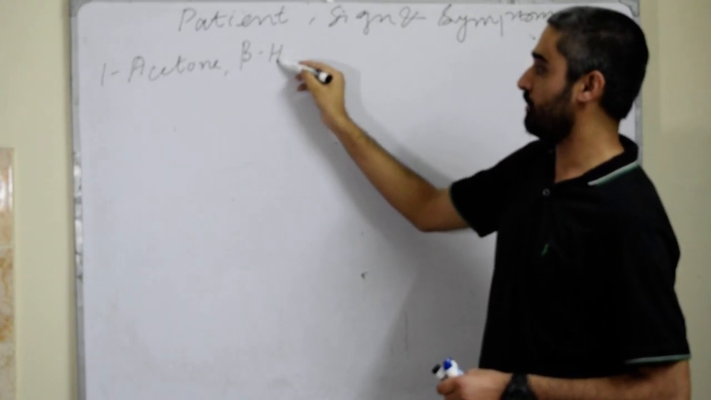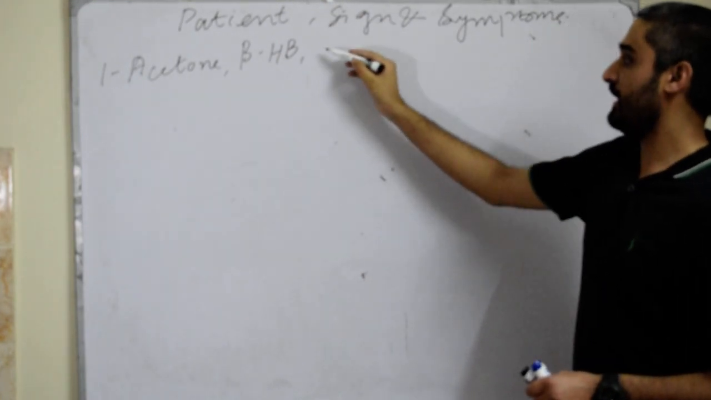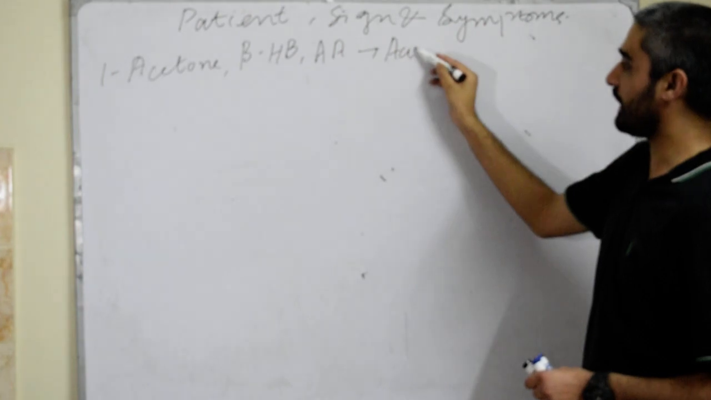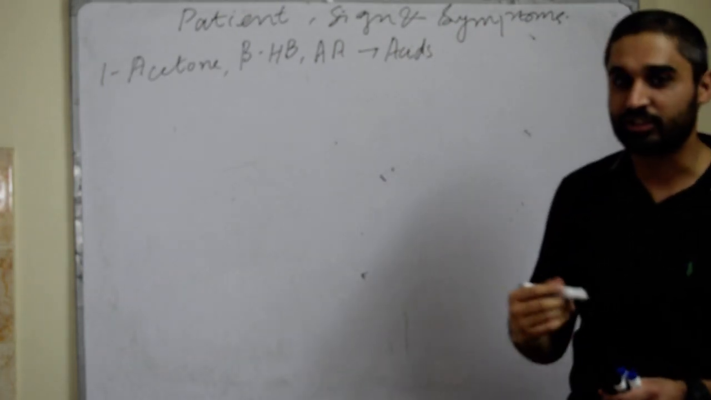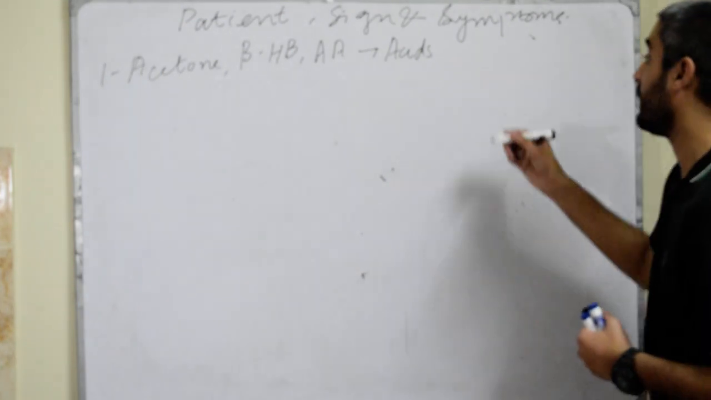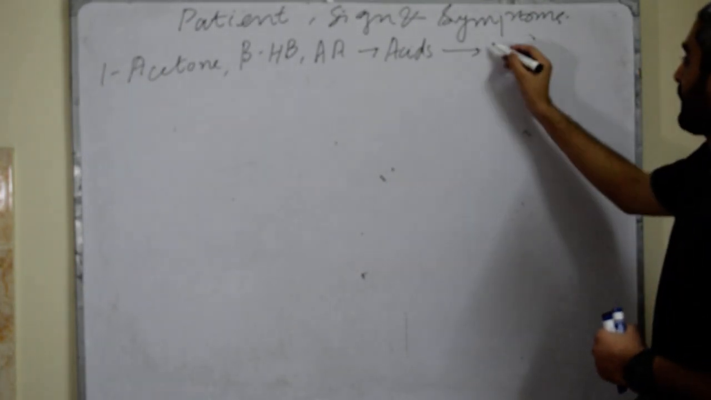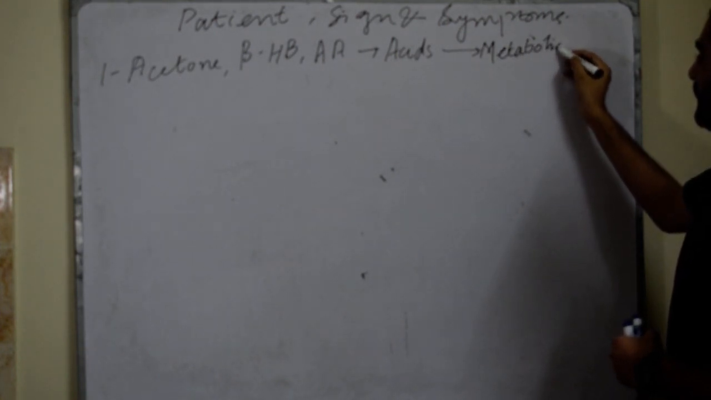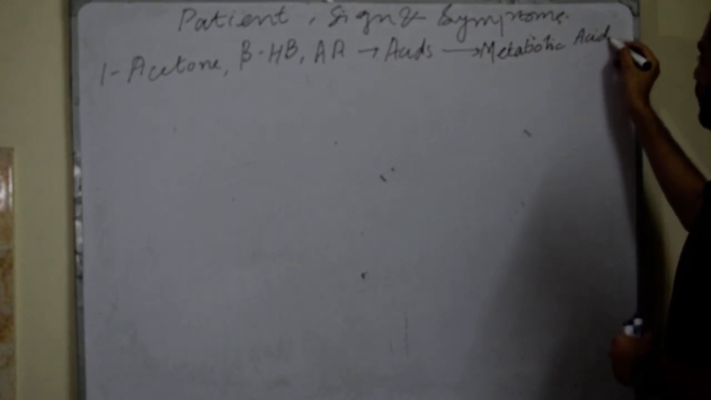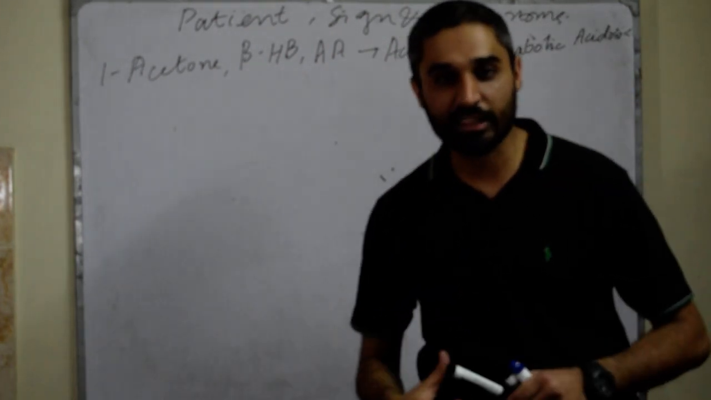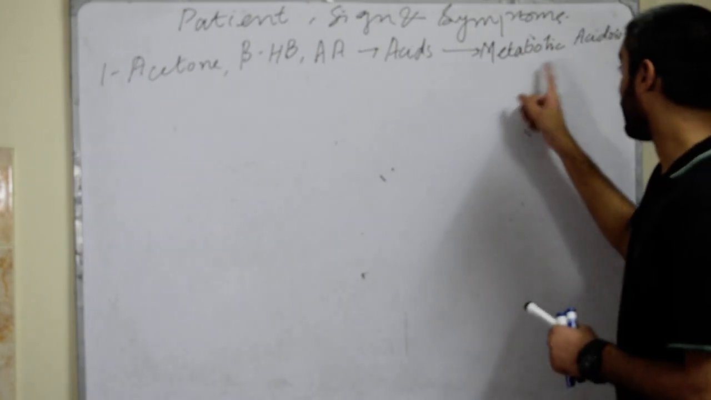Beta hydroxybutyrate and acetone, all of these are acids. So whenever there is ketosis, whenever there is an increased amount of ketone bodies in the body, it will lead to metabolic acidosis.